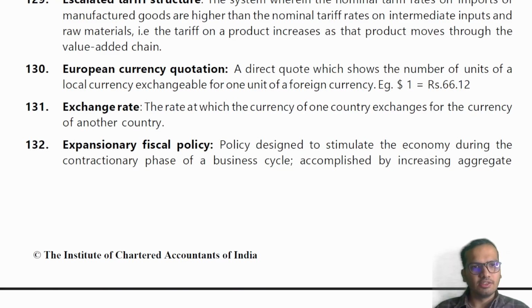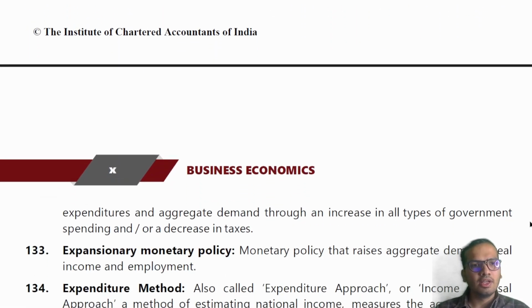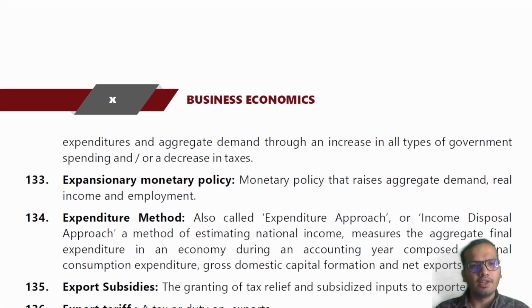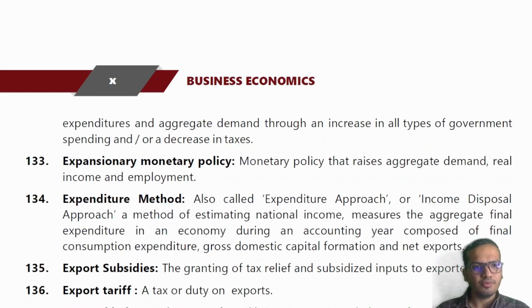Then comes exchange rates. So the rate at which the currency of one country exchanges for the currency of another country. Then comes expansionary fiscal policy. So policy designed to stimulate the economy during the contraction phase of a business cycle, accomplished by increasing aggregate expenditure and aggregate demand through an increase in all types of government spending and or decrease in taxes.